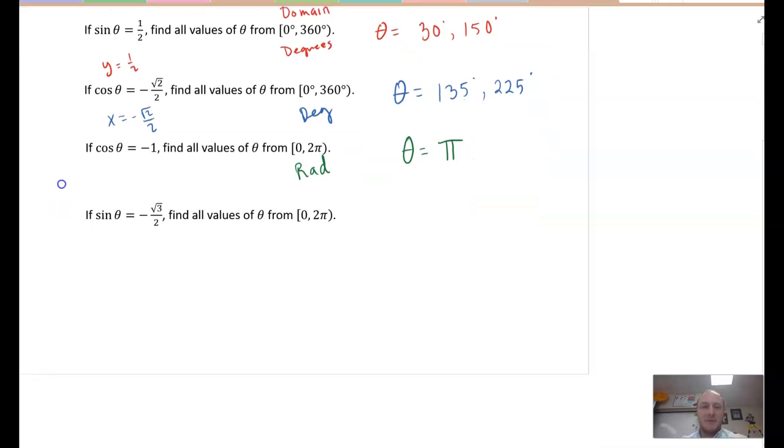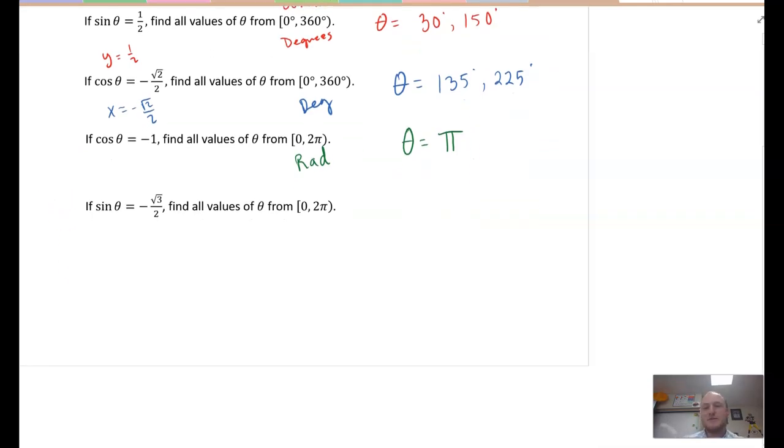Next, if sine of theta is equal to negative root 3 over 2, find all values of theta from, and again, this symbol right here, I don't know if I talked about this, this is theta. Theta, you gotta get a good lisp going, theta. It's from 0 to 2 pi. So where's my y value? Negative root 3 over 2.